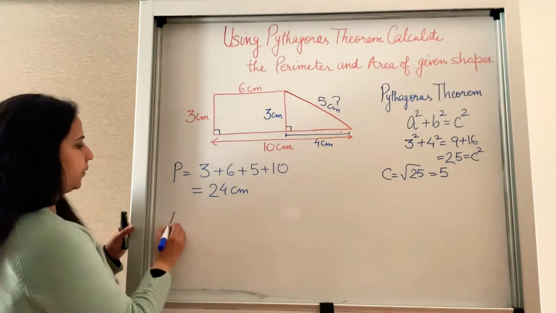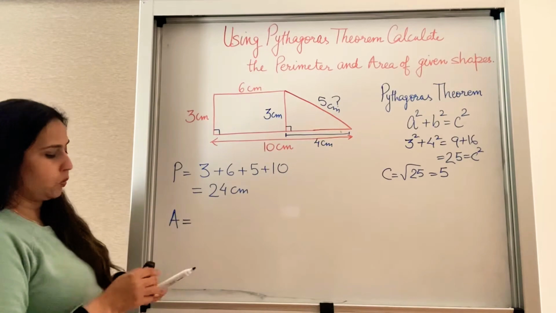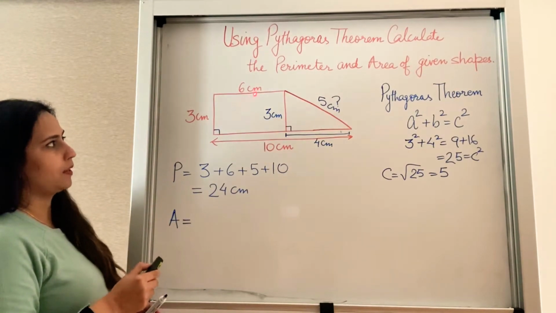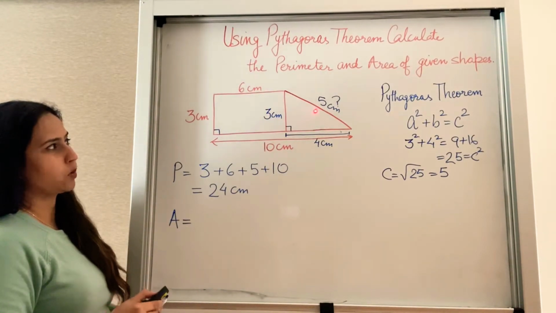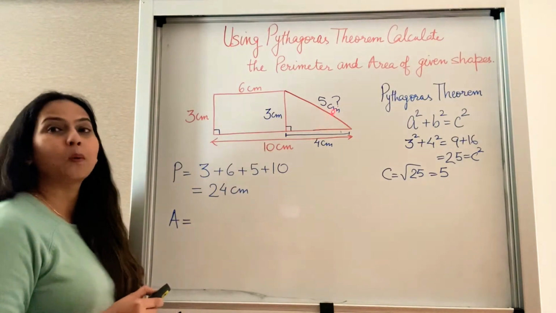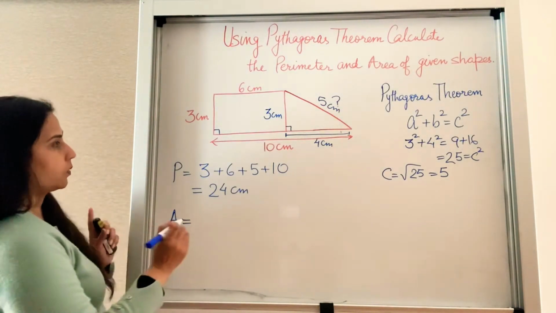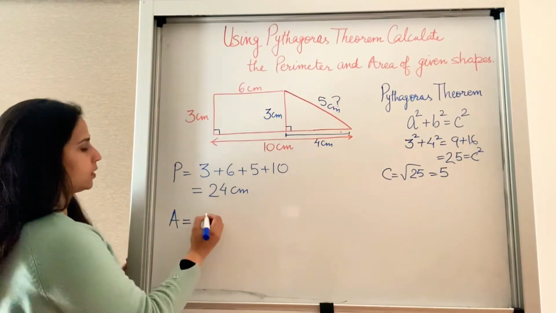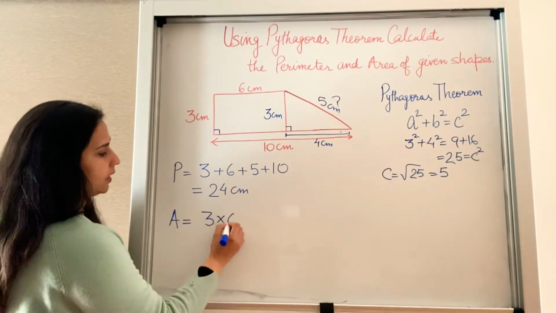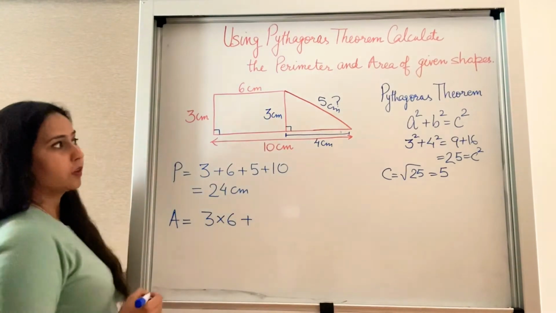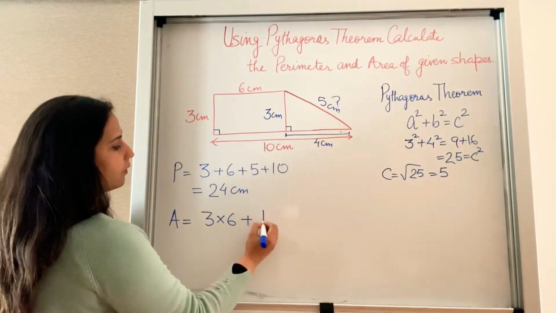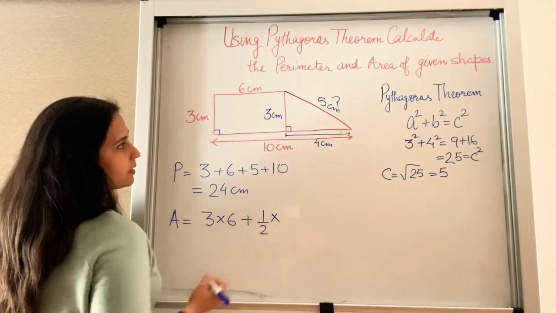Now, finding the area. For the area, if you see, you have two known shapes. One is a rectangle, the other one is a triangle. So we need to know the area of the rectangle and the area of the triangle. The area of the rectangle is length times width, so this is 3 times 6 in this case, plus the area of the triangle, which we know is half times base times height.